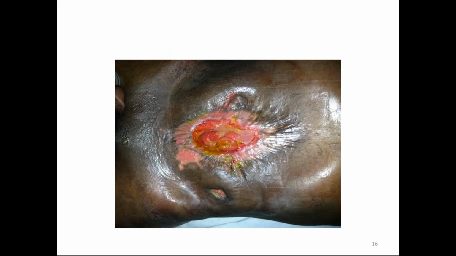This is one of the picture representations in the abdomen of a fistula site, where there is visible bowel content, and there is granulation tissue with slough around it, and excoriation around the fistula site. Okay, this is a post-operative wound dehiscence case, where the wound has given way, with fistula formation.